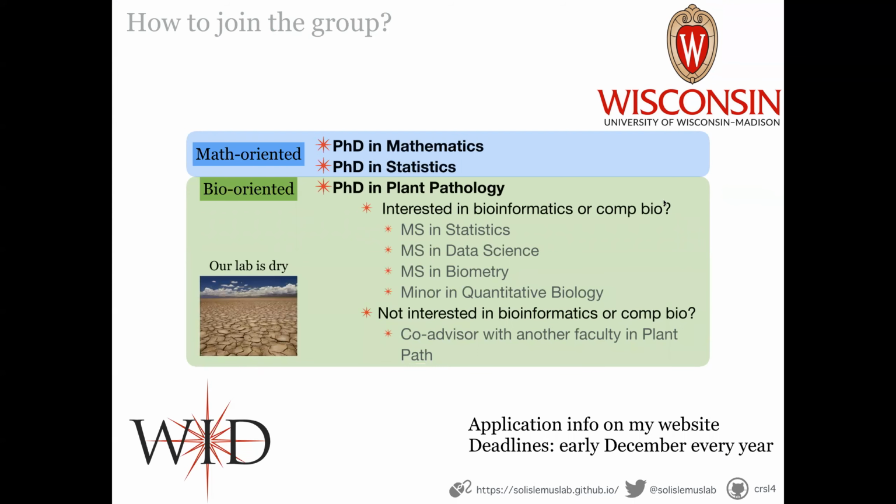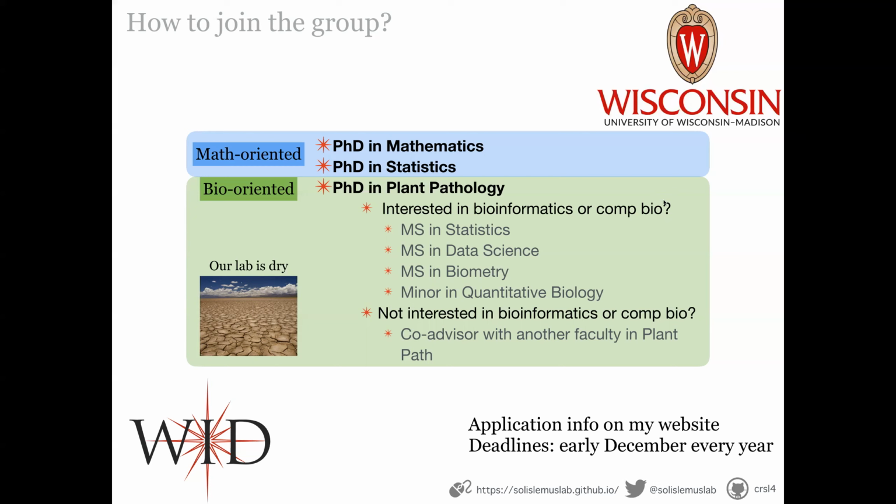One thing to point out to students that are biologically oriented is that my lab is completely dry. So you need to have an interest in bioinformatics or computational biology. And students that do want to go to a PhD in plant pathology, but they do have this interest in bioinformatics, then there are different ways in which they can take necessary classes. They can enroll either in a master's in statistics or master's in data science or in biometry. Or if they don't want to enroll in a master's, but they still want to take classes, they can do so through the minor in quantitative biology. So there are many options here at UW for those that are interested in bioinformatics and computational biology.